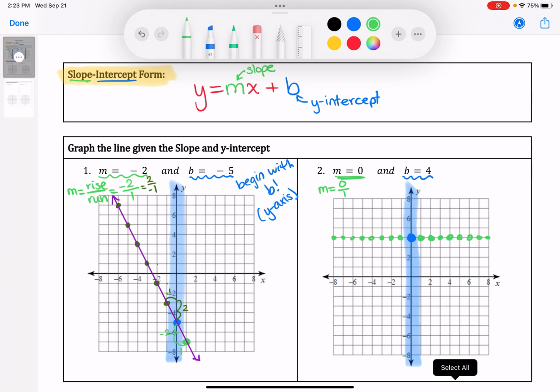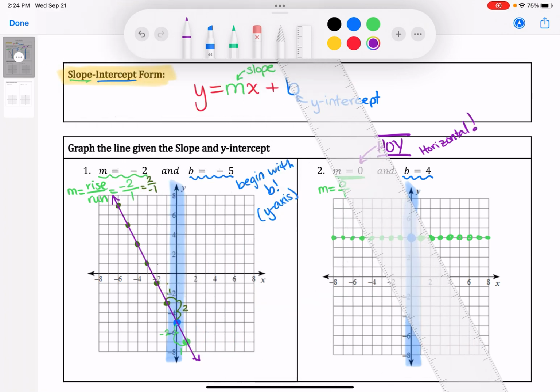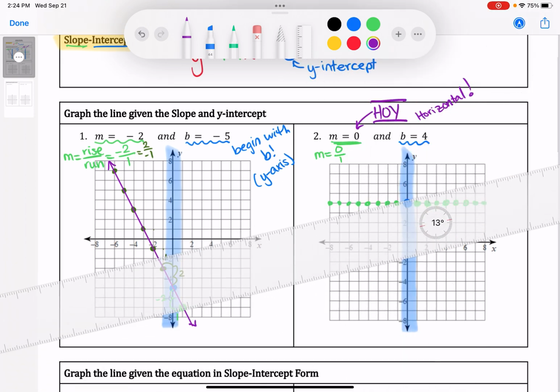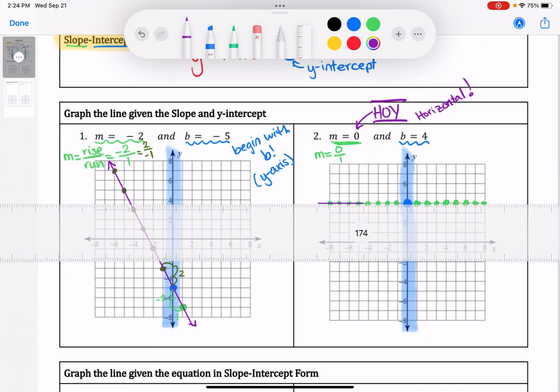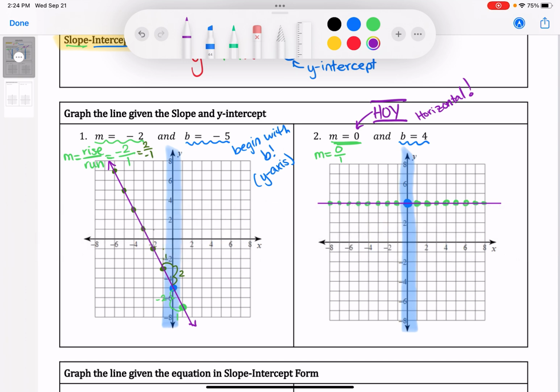Or you could remember yesterday when we talked about those two special types of lines, right? When I have a 0 slope, we called that hoi. Hoi is a horizontal line because it has 0 slope. So I know for sure, I'm going to get my ruler out so I know that I make a nice straight line. Whoops, sorry. And I don't goof that up. So there's my horizontal line, right? Straight across my graph, all the way, arrows on the ends.